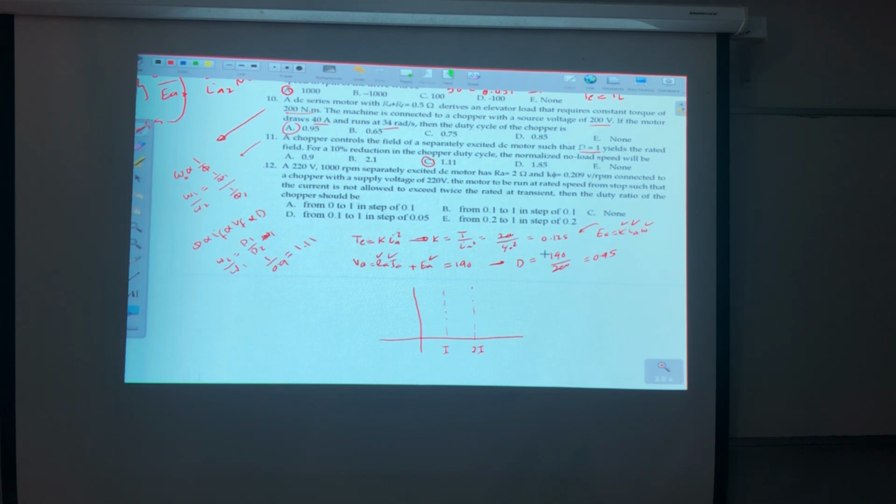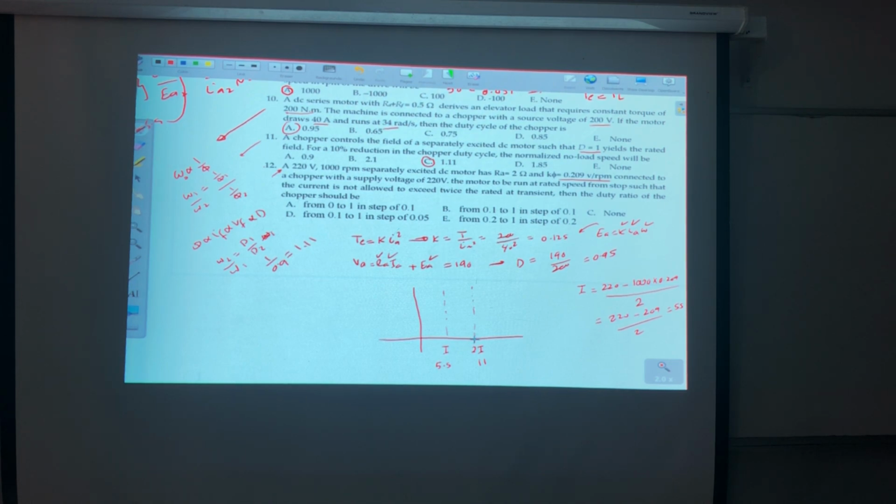And simply I can calculate the current from where? From the rated condition. If I need to calculate I, this will equal 220 minus K-phi, which is given in volt per RPM, so it will be 1000 multiplied by 0.09, over the resistance, which is 2. If I do the math, this will be 220 minus 209 over 2, it will be 5.5, I think, yeah?